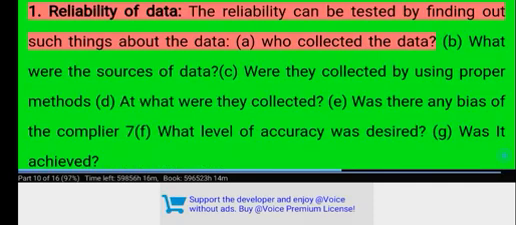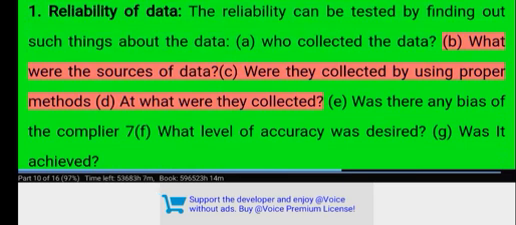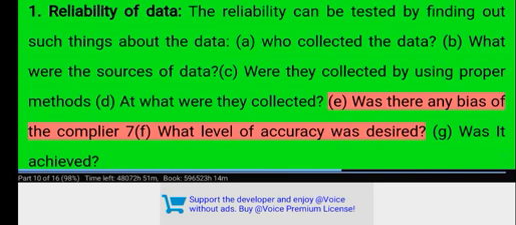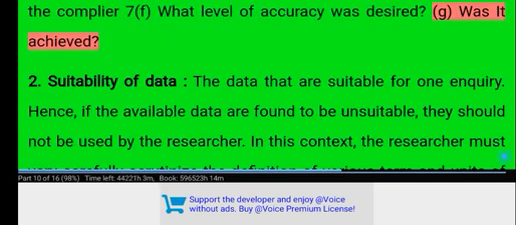1. Reliability of data. The reliability can be tested by finding out such things about the data. A. Who collected the data? B. What were the sources of data? C. Were they collected by using proper methods? D. At what time were they collected? E. Was there any bias of the compiler? F. What level of accuracy was desired? G. Was it achieved?